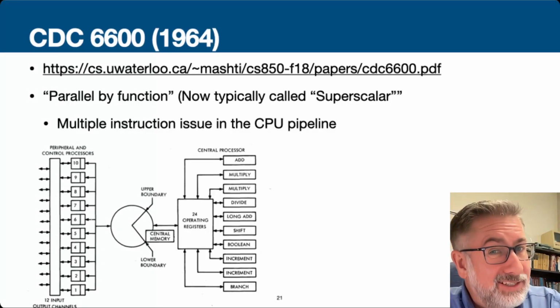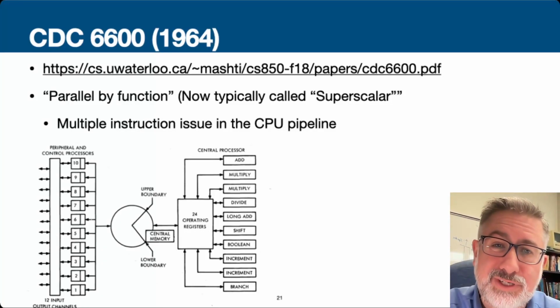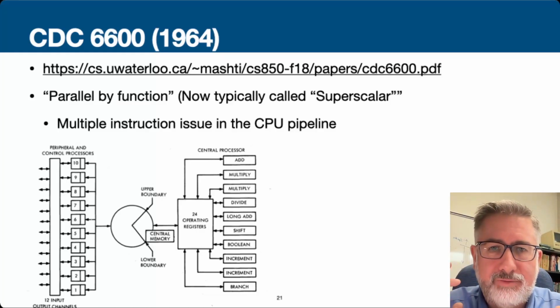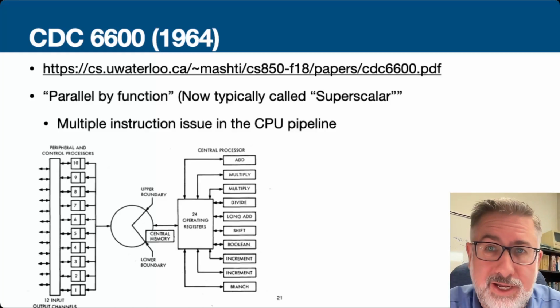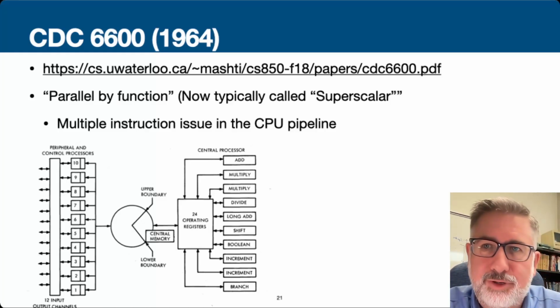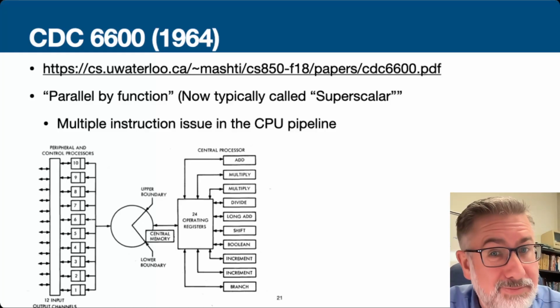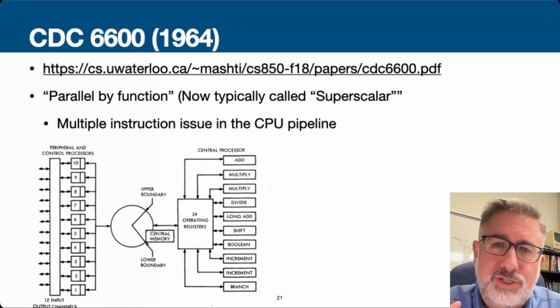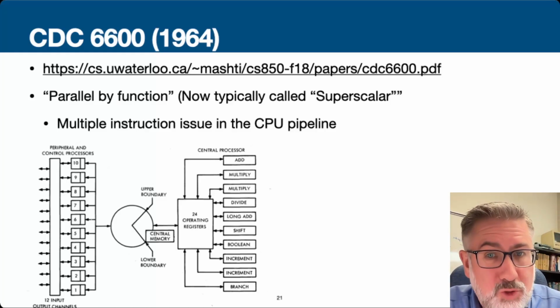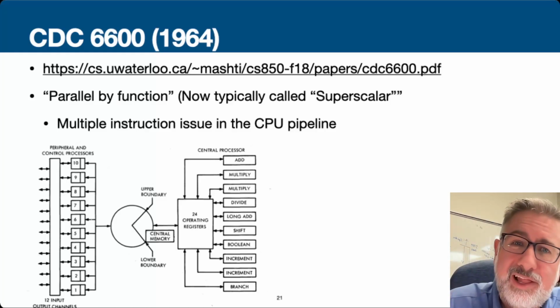So we talked about the Atlas and we talked about the IBM System 360, bringing in many features of modern assembly language programming that we're used to today. The other two that I want to talk about are the CDC 6600 and the PDP-11. The CDC 6600 introduced an idea that we now call superscalar, which they called parallel by function.